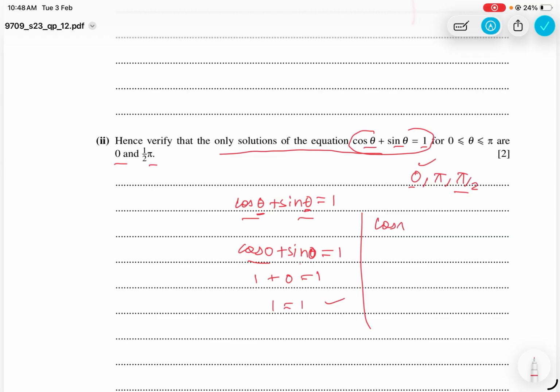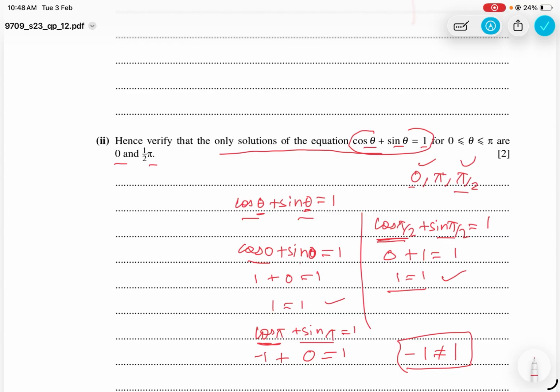So we will have cos pi by 2 plus sine pi by 2 equals to, let's check, cos pi by 2 is 0, sine pi by 2 is 1, equals to 1, 1 equals to 1, hence this is also the solution. Now let's check for pi. Cos pi plus sine pi equals to 1. See, the value of cos pi is minus 1 plus sine pi. Listen very carefully. Sine pi is 0. Yes or no? Equals to 1. Minus 1 is not equals to 1. Yes or no? So this one is not the solution for this equation. So it has only two solutions.